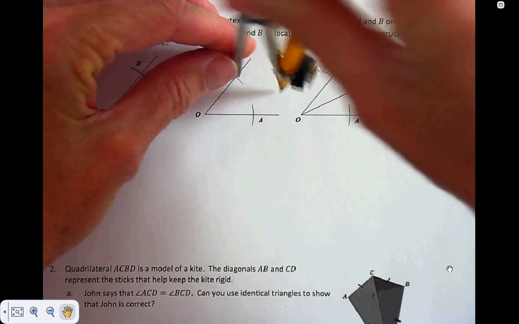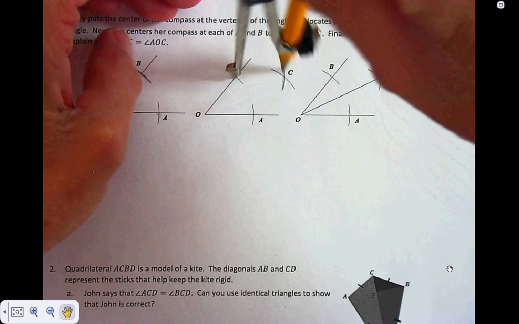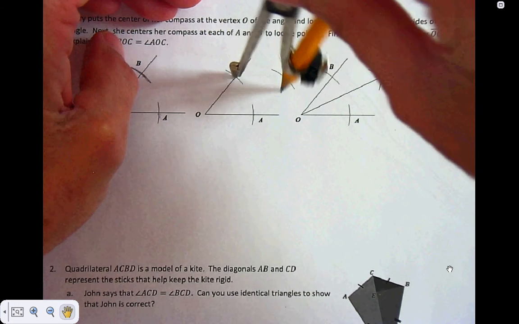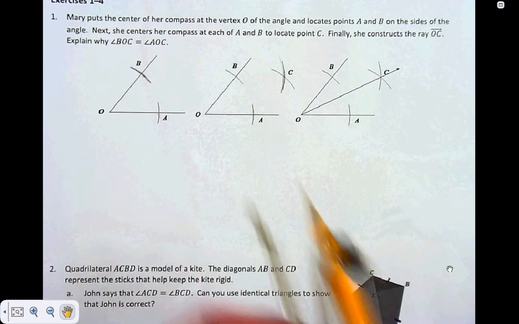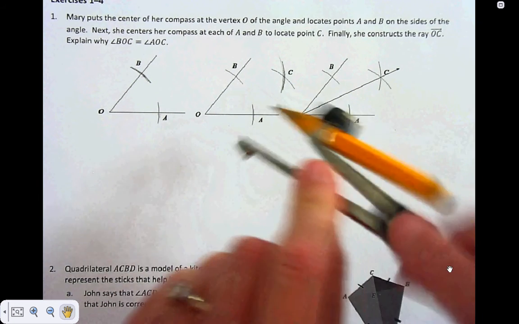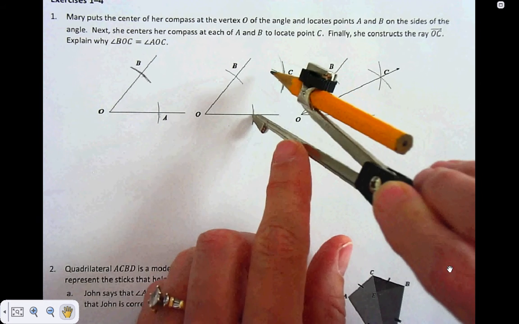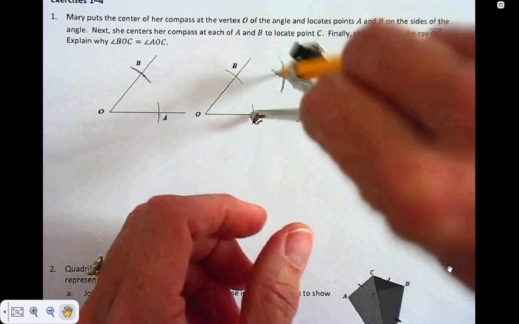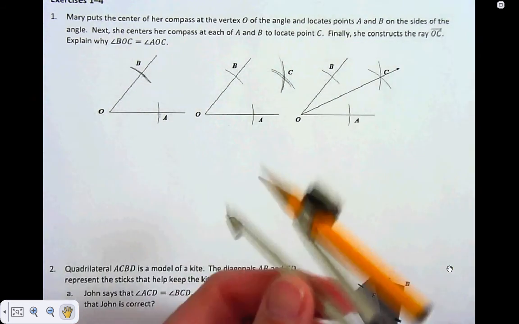She could have gone wider, but she knew that they were going to cross somewhere here in between. And so she's got an arc mark there. And then from point A, she does another arc mark that's going to intercept the first one. All right, and so that's essentially how they got point C.